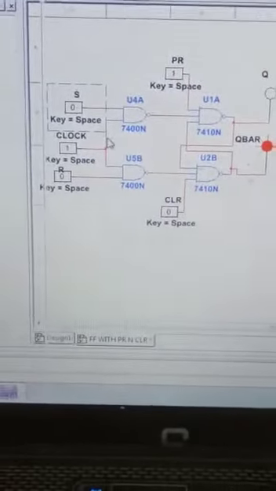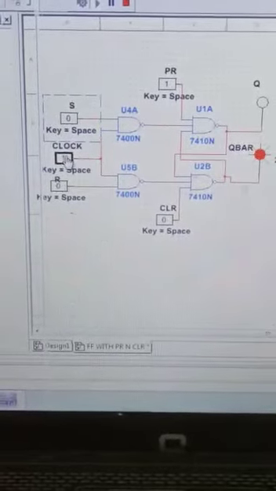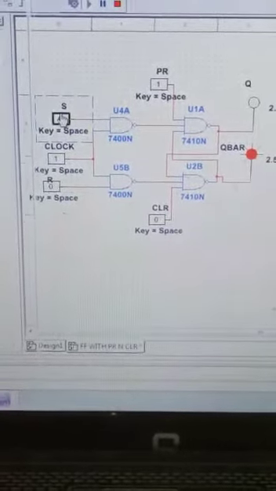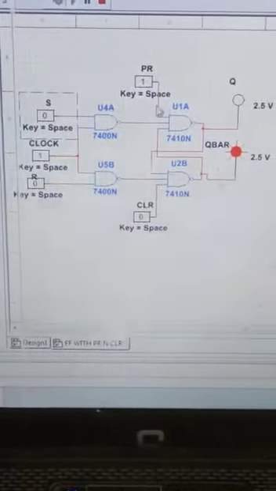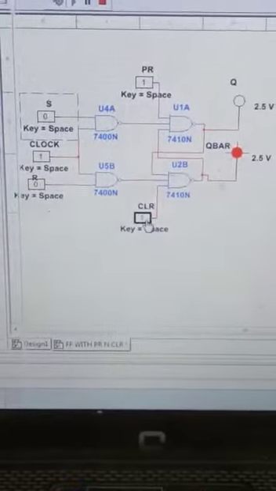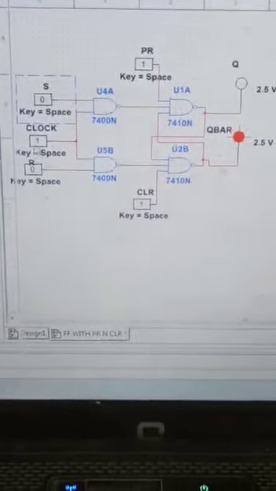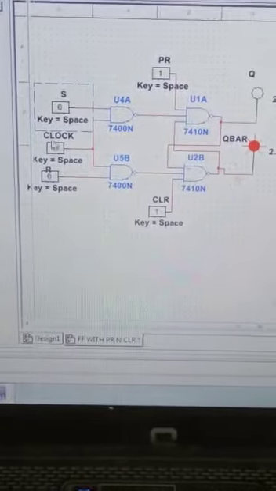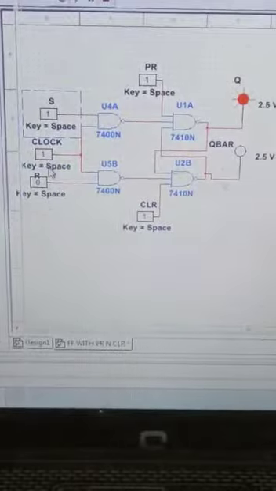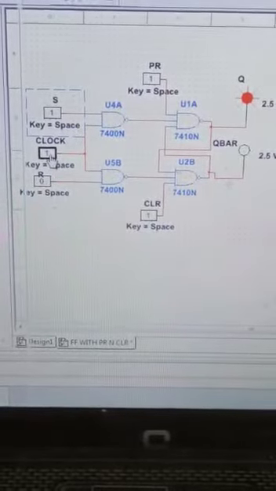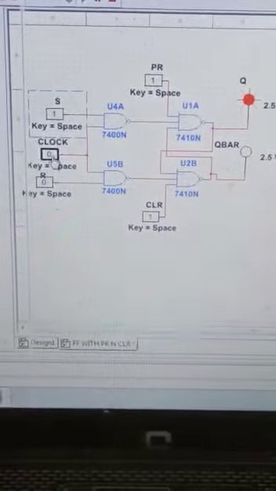And the rest everything is the same. So if clock is 1 and inputs are 0 0, but see, during this normal operation both have to be 1 1, preset and clear. So if I make S 1, it will set the flip-flop because clock is 1. Okay, so if clock is 0, it just remains in the last state.